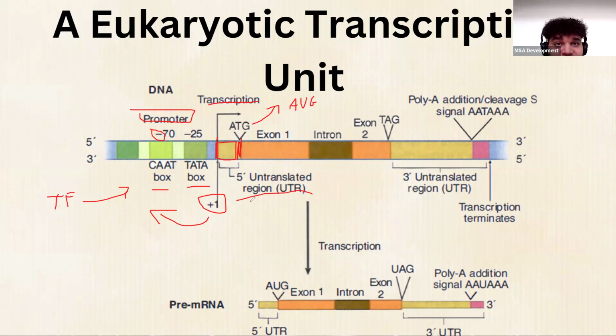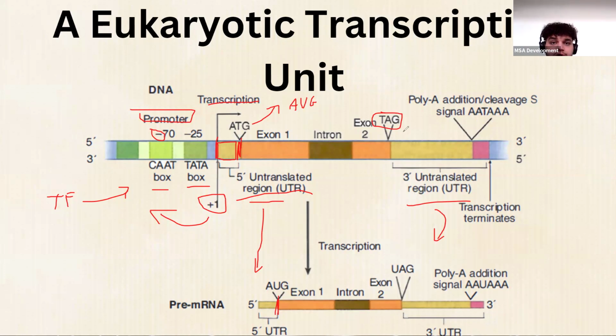However, remember, the 5' UTR will get transcribed. But because the start codon is after the 5' UTR, translation will begin at the start codon, so the 5' UTR will not get translated. Same thing at the 3' region: you have the 3' UTR. It will also get transcribed, but not translated because the stop codon is before it. Just remember that. It's really important information for later lectures.